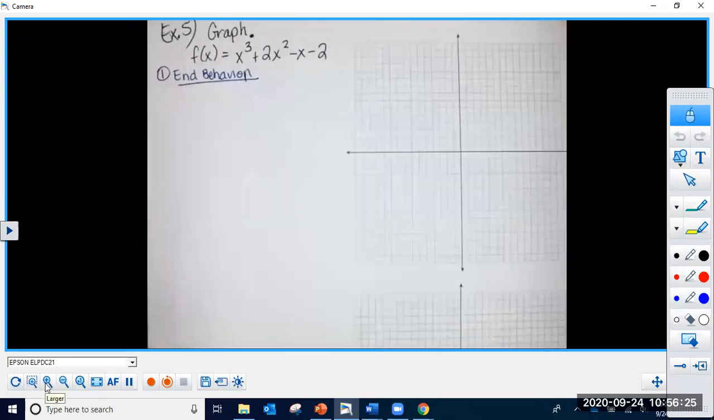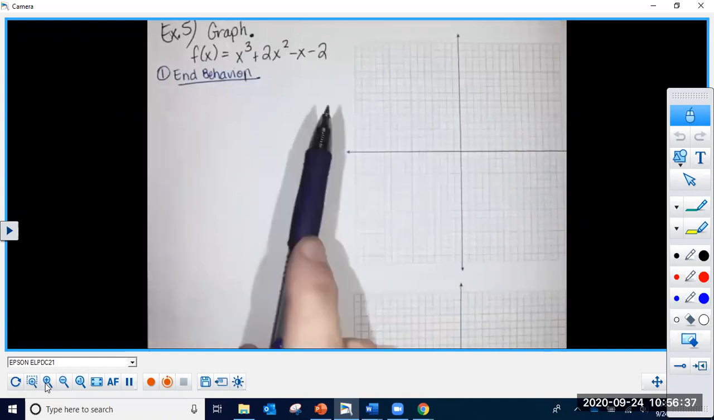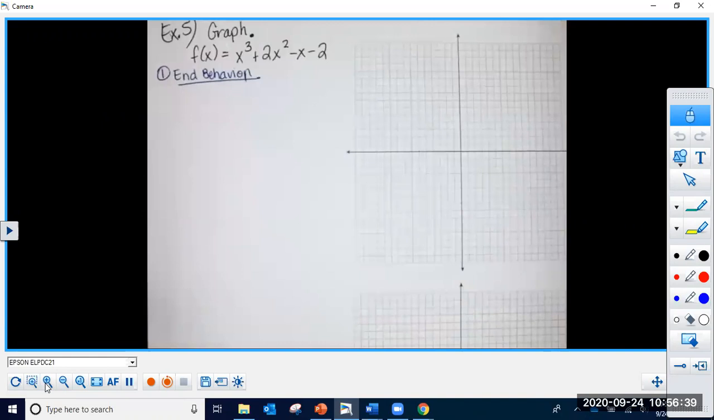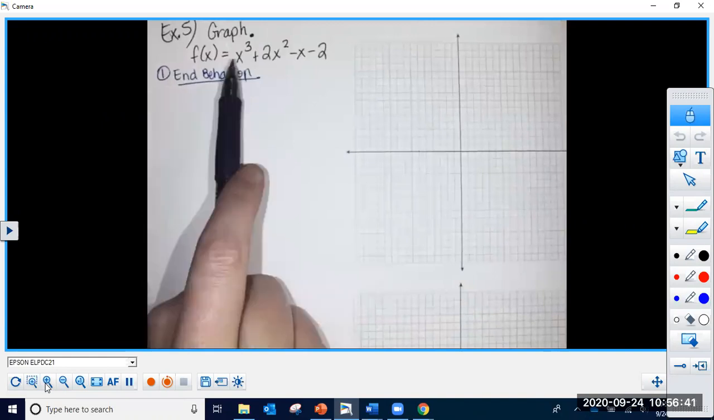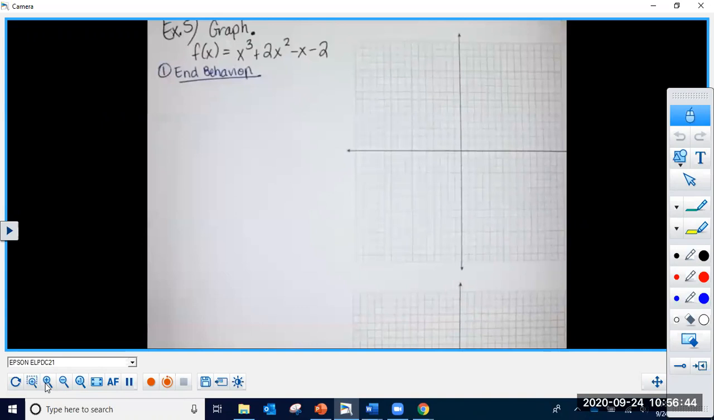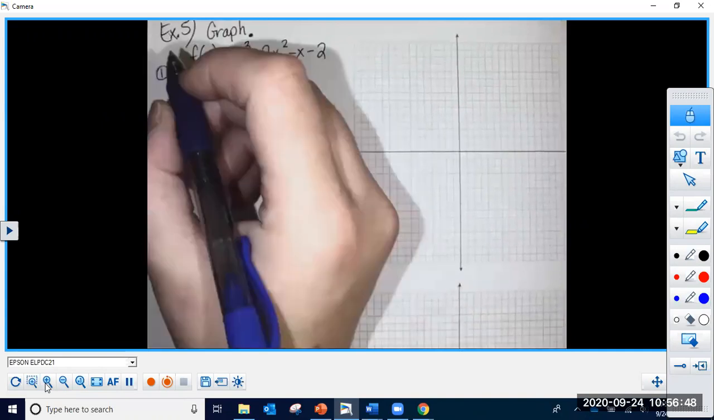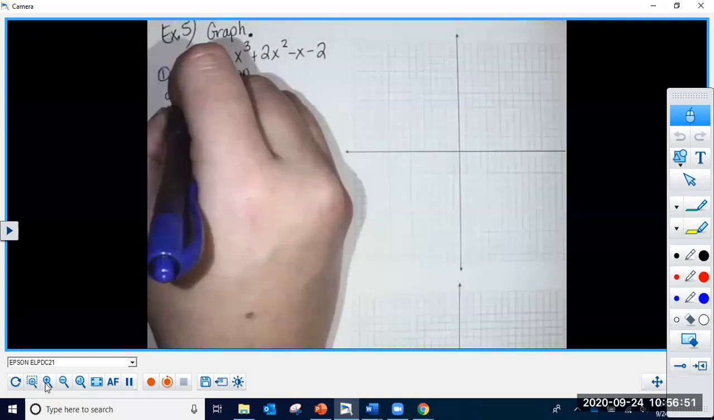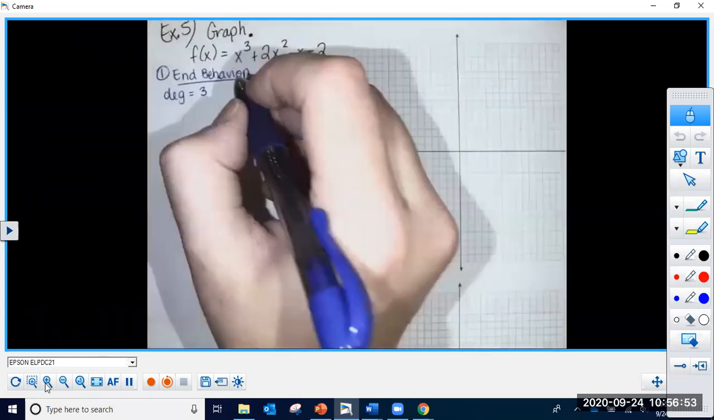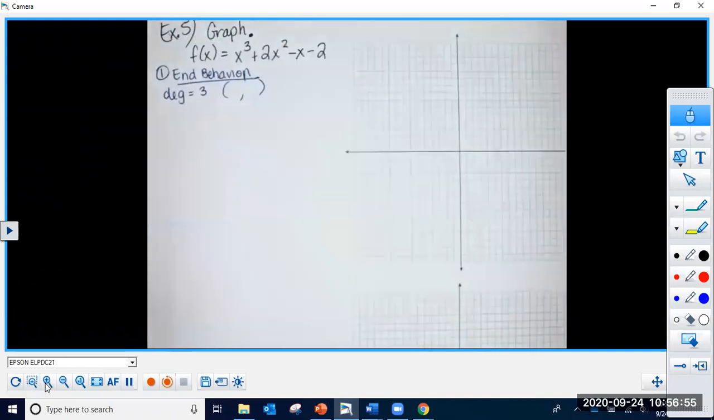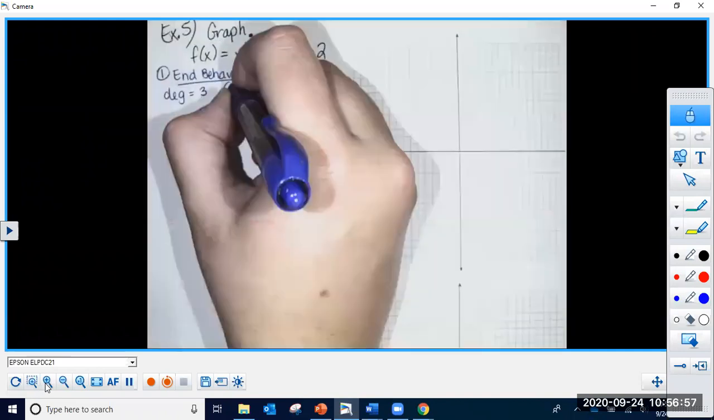So first of all, is this in normal form or is it in factored form? It's definitely normal or standard form. So when we find our x-intercepts, we're going to have to factor it. But anyway, we'll get there in a minute. What's your highest exponent? What's your degree? 3. Is your leading coefficient positive or negative? Good. It's degree 3. It's positive. So this graph should be doing what? Down left, up right.